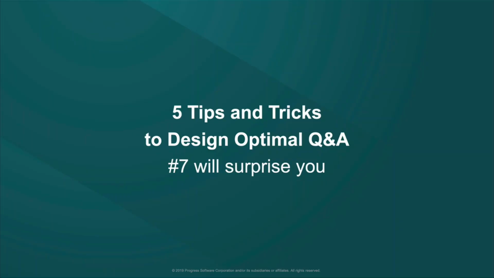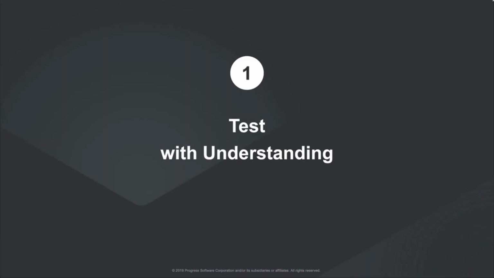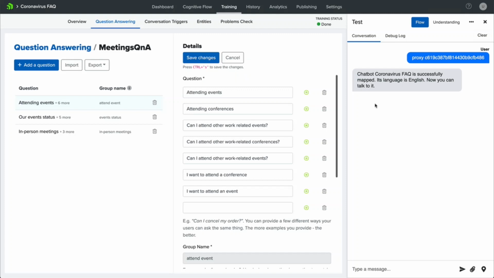I would like to finish my segment with a number of tips and tricks that you could use to help you build chatbots that are good at understanding user input. Tip number 1, test with understanding. So what I mean by this is that we could use the understanding feature of the portal to test various expressions that we have in mind. So let's try a couple.